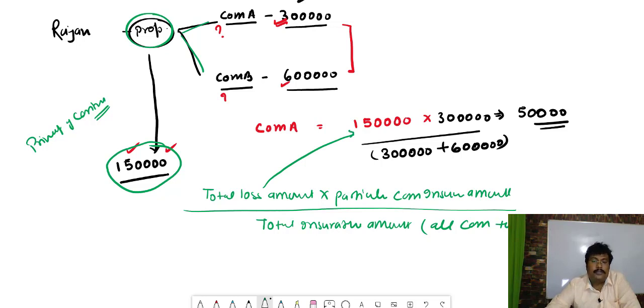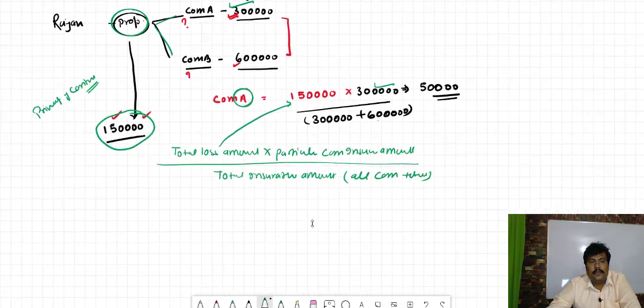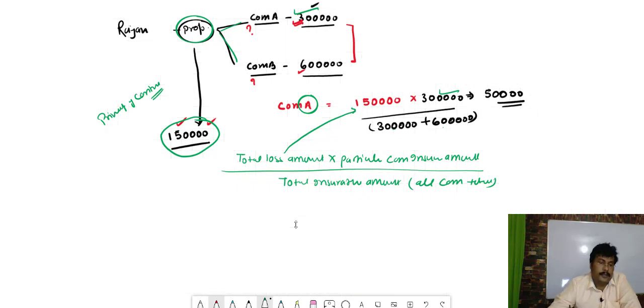So bacha, total loss amount is 1,50,000. For the particular insurance company, company A, the insurance is how much? 3 lakh rupees. So 3 lakh divided by 6 plus 3, times the total loss of 1,50,000. Similarly, we now take company B.